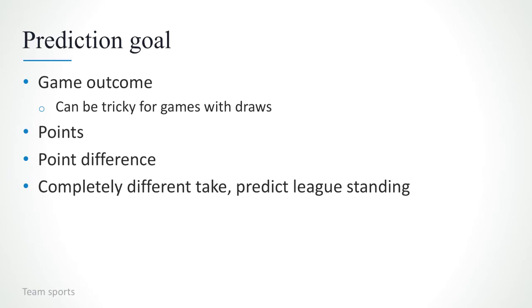Another issue which arises more often in team sports than individual sports is that of the prediction goal. In many team sports, we're not facing a win-lose situation, but we might be facing different outcomes, for example win, lose, or draw, which makes things more complicated. Not only because it's more difficult to predict more outcomes, but also because some of the metrics we've seen, such as accuracy, stop being as informative as when you only have two outcomes. The same can be said for precision and recall and other metrics as well.